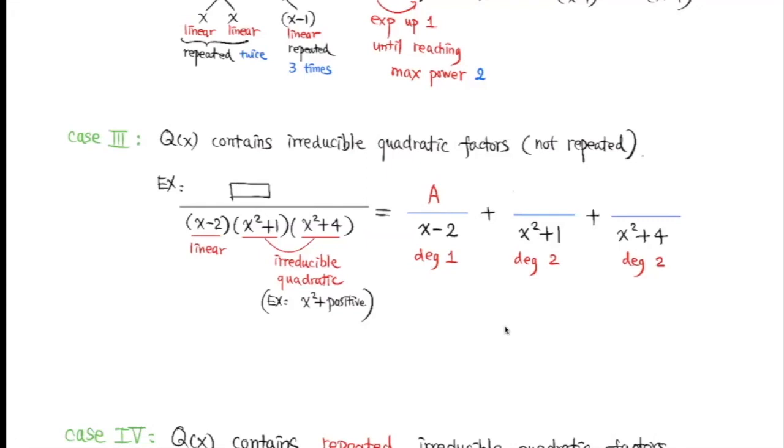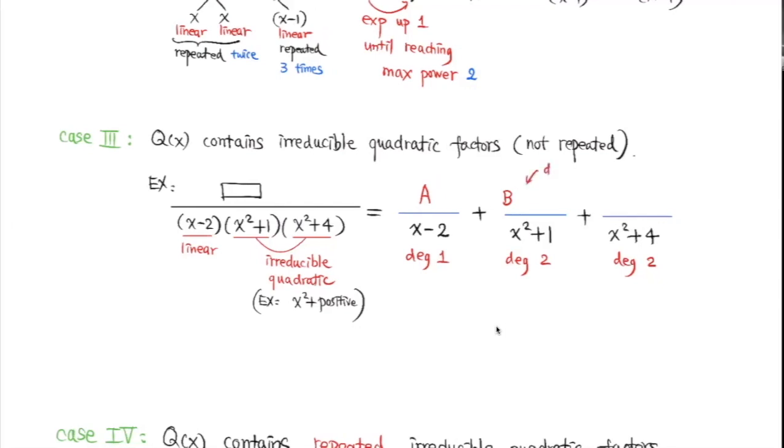Almost. Okay. B, remember it has 1 degree lower, right? So it has to be degree 1. Because this is degree 2, 1 degree lower will be degree 1. Okay. So degree 1, so that means linear. So you will have this bx plus c. So it has to be linear.